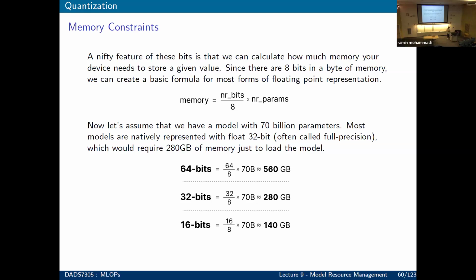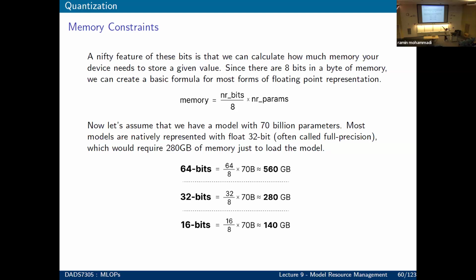So now the next thing is the memory constraints. It's not the easiest thing to see, so let's just start with an example. Let's say you have a model with 70 billion parameters. Your first question is, how much memory do I need for this model? There's a formula: number of bits divided by 8 times the number of parameters. So if your model is in 64 bits, 64 divided by 8 times 70 billion, you need 560 gigabytes of memory.